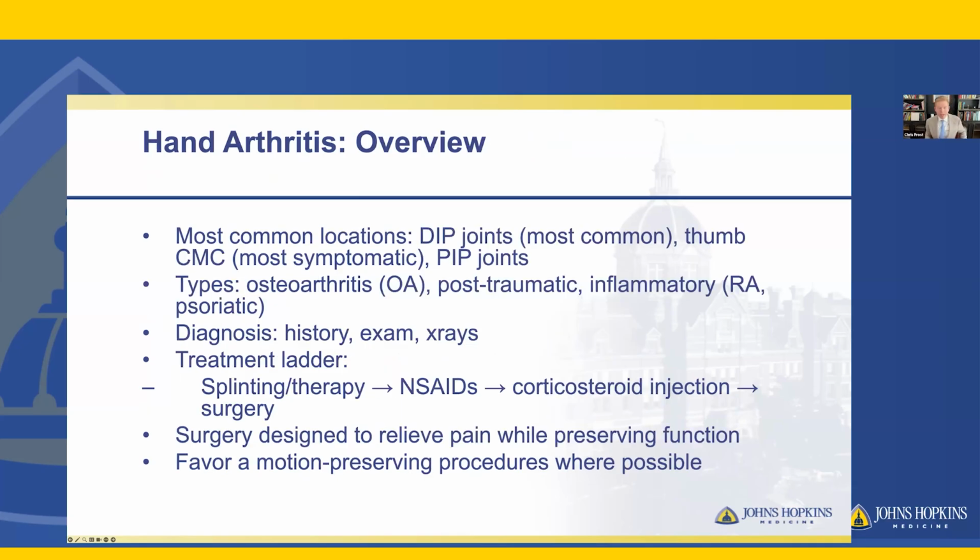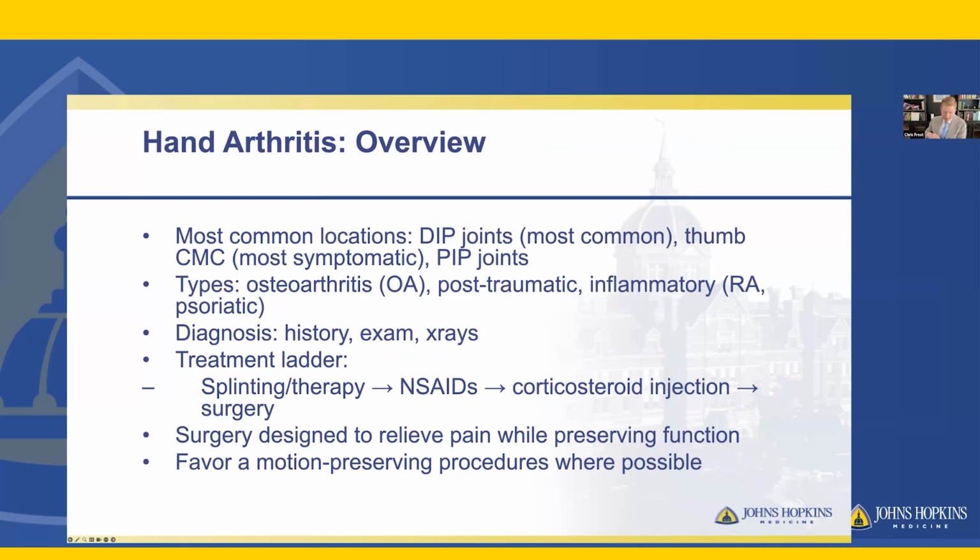So let's start with hand arthritis. This is really common. Almost everyone, as we get older, is going to have some degree of arthritis. The most common location is what we call the DIP joints, and so those are the joints at the very end of the fingers. And then right below that are what we call the PIP joints, or the middle knuckles, and then these are called the MPs. So the end of the finger, very common.